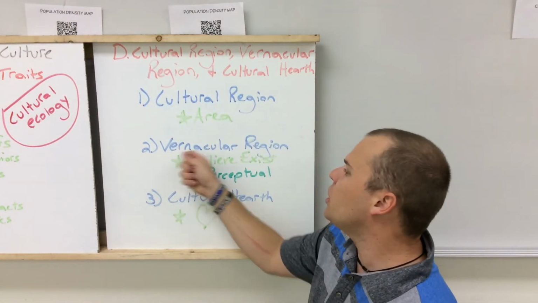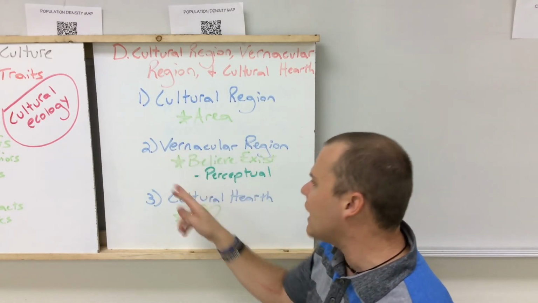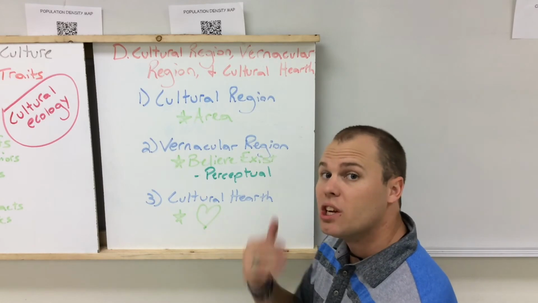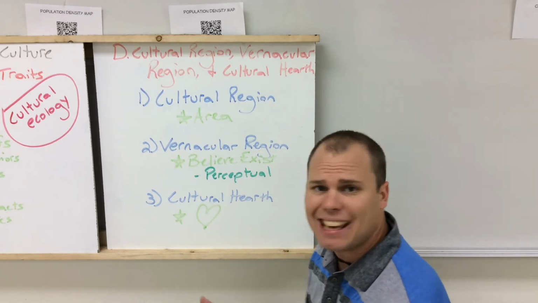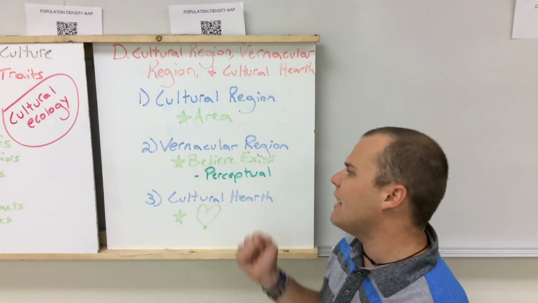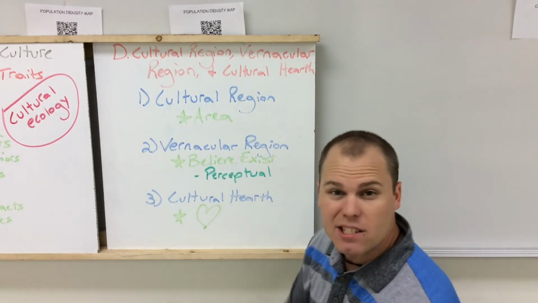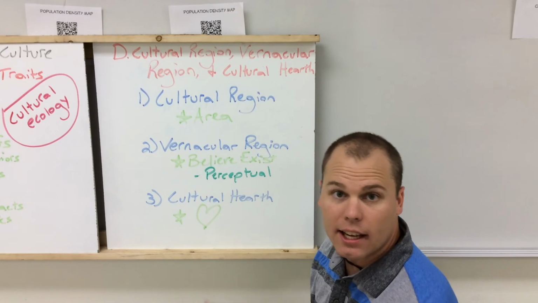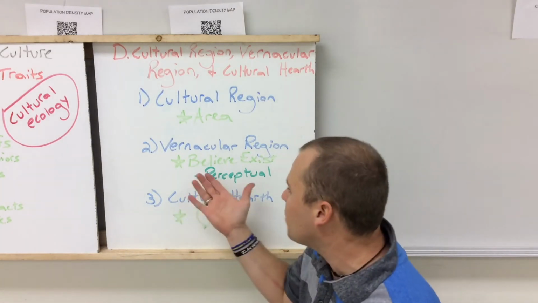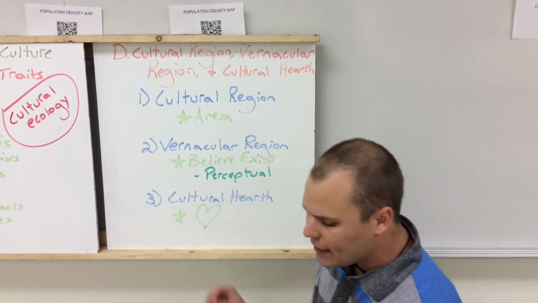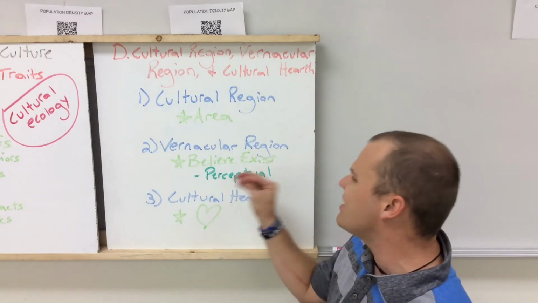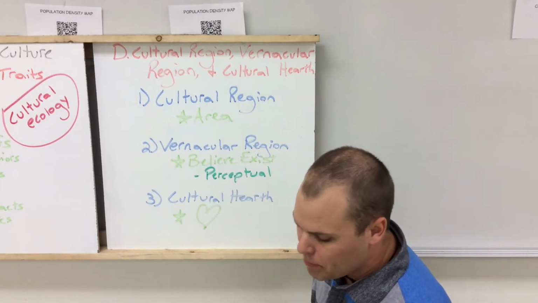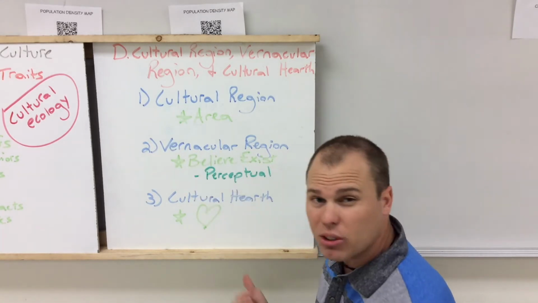Vernacular region, what you can keep in mind with vernacular is the same thing as perceptual. A perceptual region is one that's based off of opinions and ideas and can't be proven. Same thing with vernacular region. It's based off of opinions and ideas. It's the idea that things exist. That's when people believe that something exists in an area. You can't necessarily prove it, but it gives sense to a place. It allows people to think about a place differently. Some examples are like the Sun Belt in the United States.